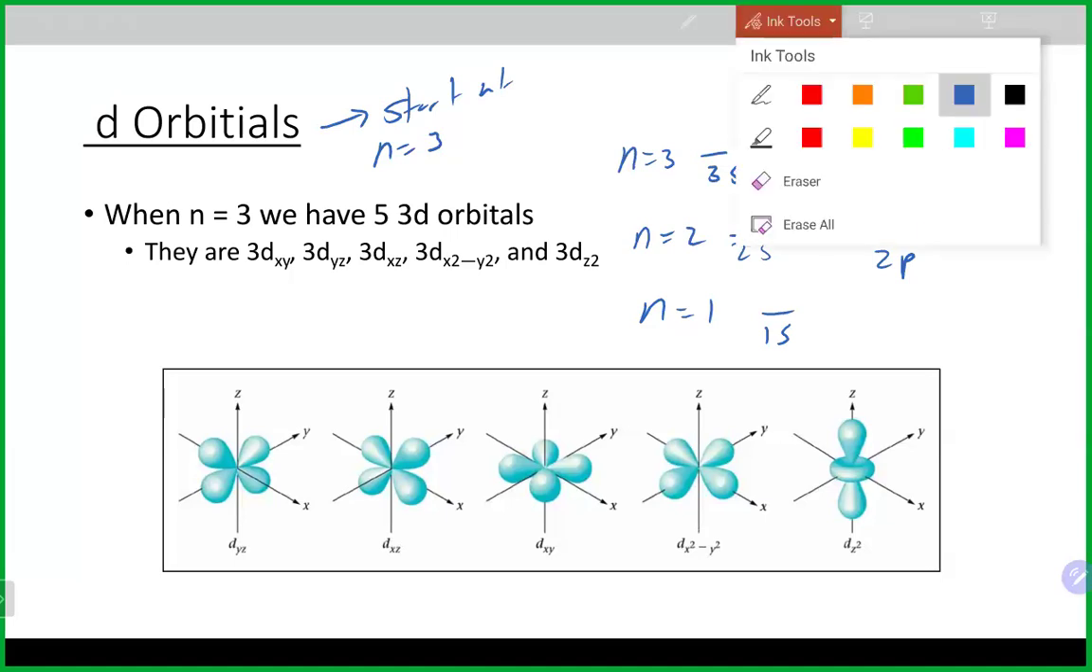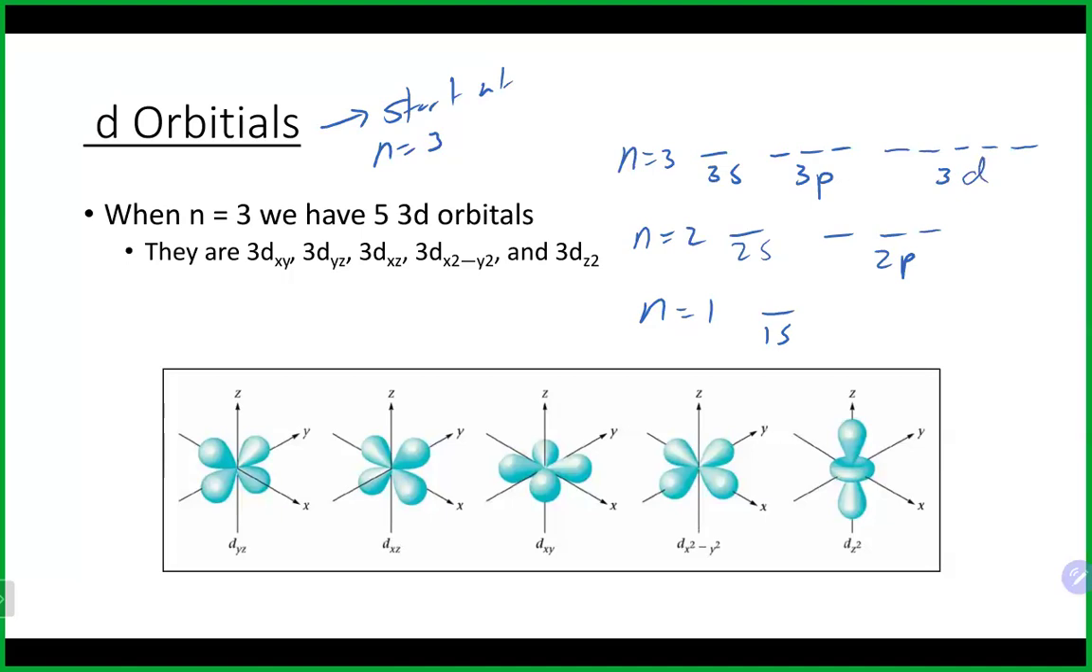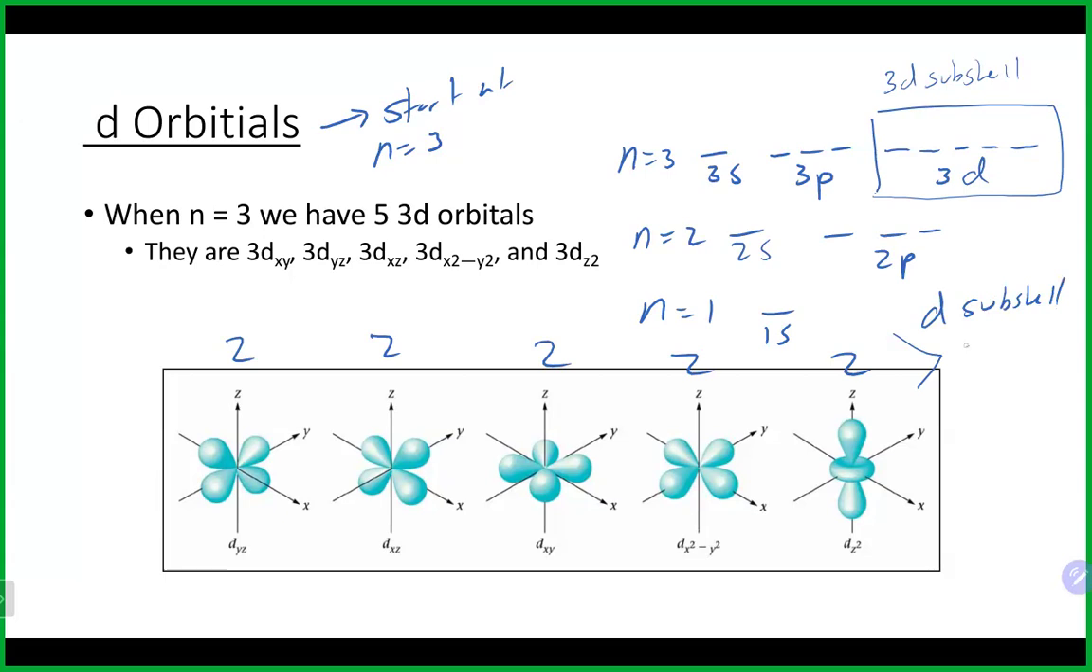And since there are 5 different d orbitals, all 5 of these individual orbitals make up the 3d subshell in this case. Because there are 5 of them, each one could hold 2, which means I can put 2 into this one, 2 into this one, 2 into this one, 2 into that one, 2 into that one. Which means if you filled up the d subshell on any level where it is present, it could max out at 10 total electrons.